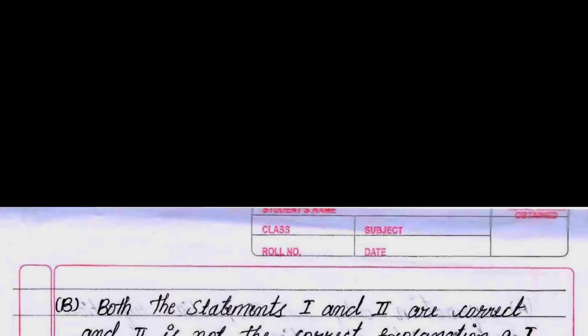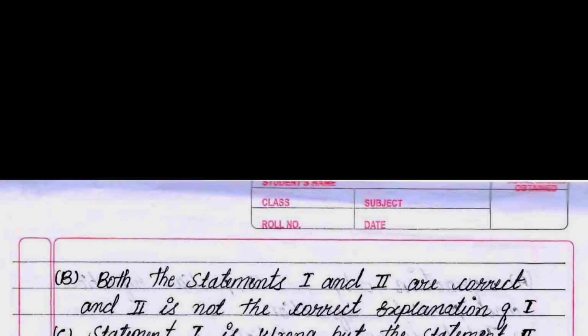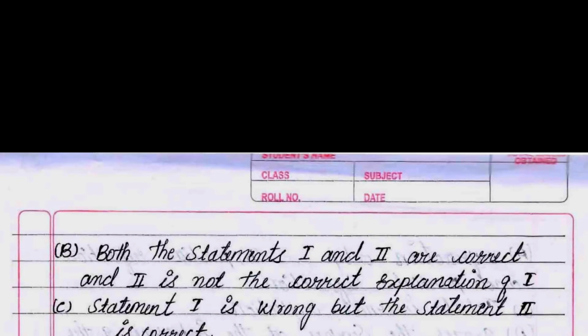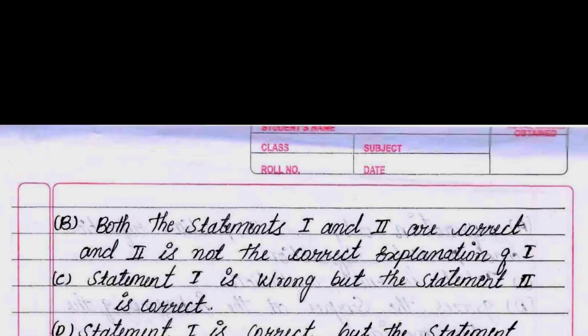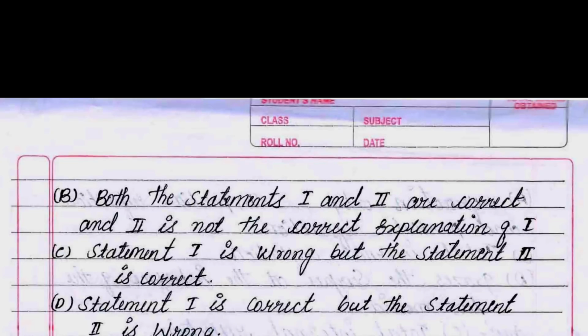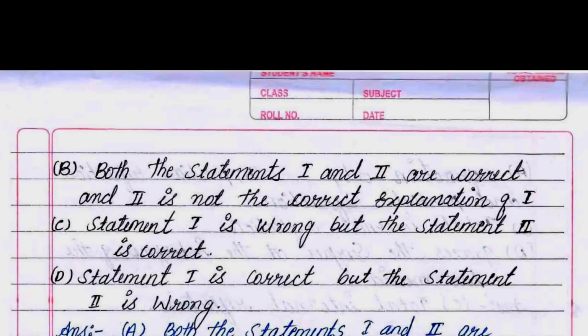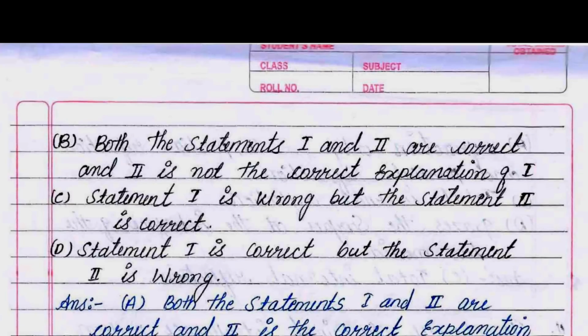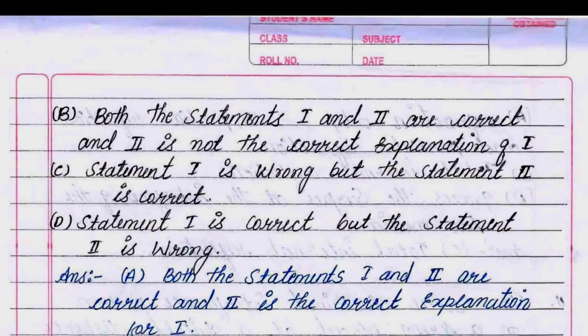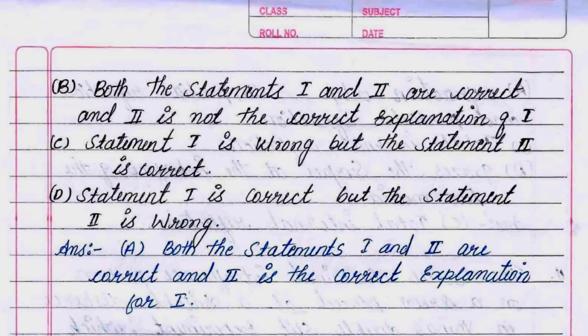B. Both the statements 1 and 2 are correct and 2 is not the correct explanation of 1. C. Statement 1 is wrong but statement 2 is correct. D. Statement 1 is correct but statement 2 is wrong, and the answer is A. Both the statements 1 and 2 are correct and 2 is the correct explanation for 1.